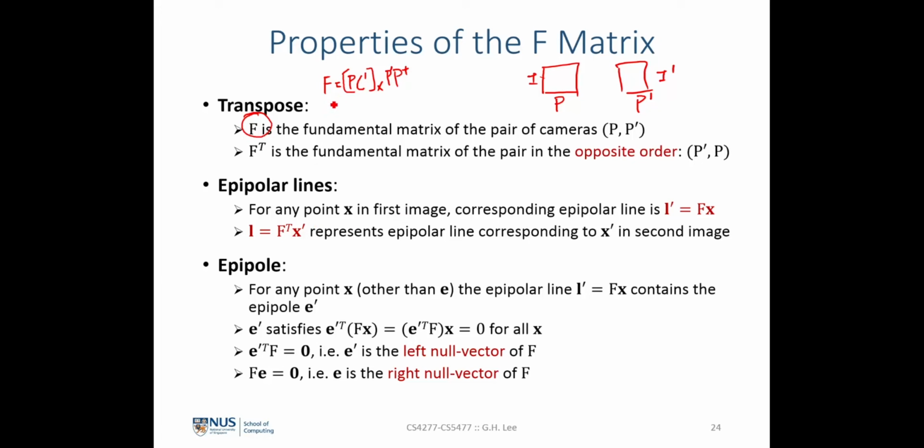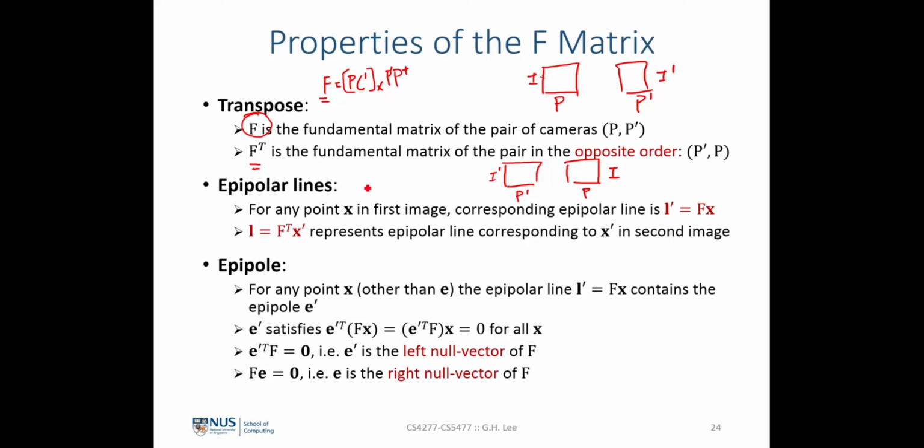So this particular fundamental matrix is defined based on the ordering that P is the first camera view and P prime is the second camera view. Suppose that we are swapping the order right now. That means that the first image we call I prime with P prime, and the second image we call I with P. Then F transpose would be the corresponding fundamental matrix.